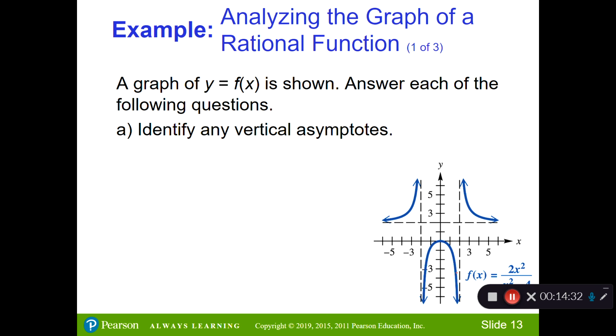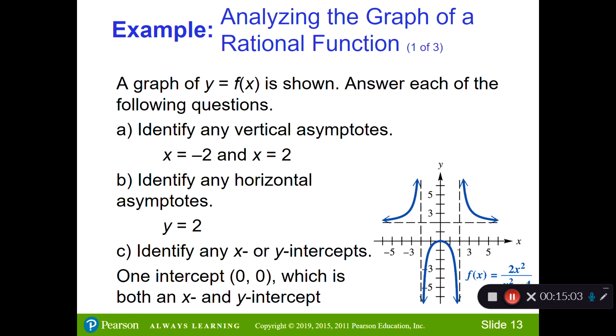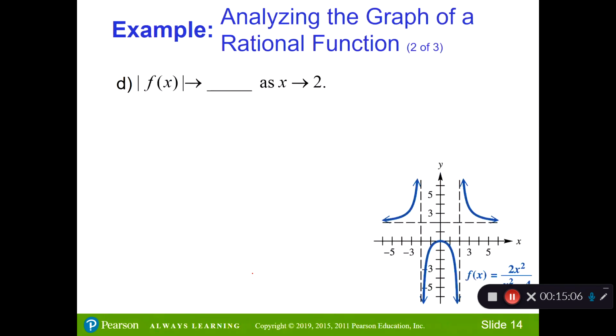Now, this graph is given to us. Where are the vertical asymptotes? Here and here. Now, the vertical asymptotes are vertical lines. So I'm looking for the equation of these two vertical lines. It's at x equals negative 2 and x equals positive 2. Now, where's the horizontal asymptote? That's this horizontal line. So I give it as y equals 2. How about x and y intercepts? Well, we pass right here, but that's our only x or y intercept, right? So 0, 0.